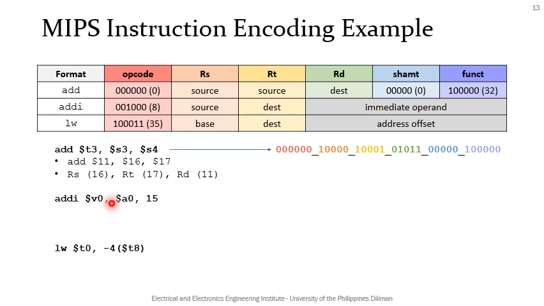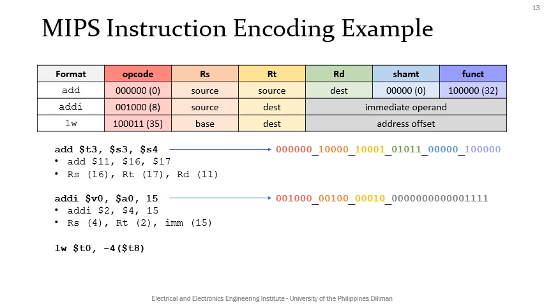For the second instruction, addi, we identify first the register numbers. So we have V0, which is register 2, and A0, which is register 4. The first one is the destination register, while the second one is the source register, which will be added to the immediate. From the table above, the opcode for addi is 8, RS is 4, RT is 2, and the immediate 15 is encoded in 16 bits.